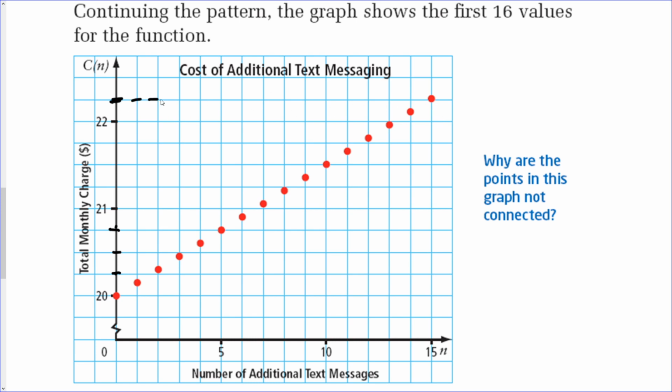So one way that I could do this, if I were to graph all the way up to the first 16 messages, I could interpolate from my data. So I see 22.25. This is 22.25. And I'll check how many text messages is that? Well, going straight down my graph, that's 15 text messages. So that's one way I could have done it.